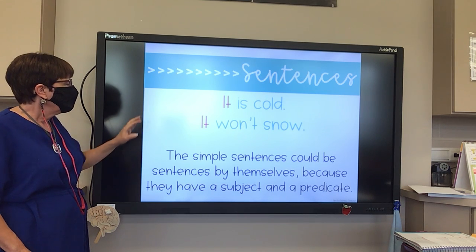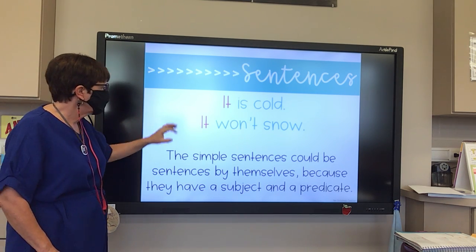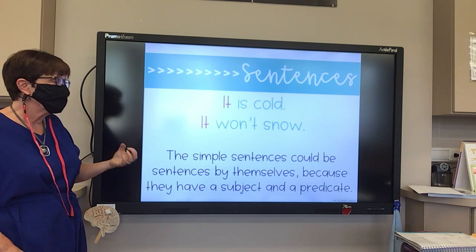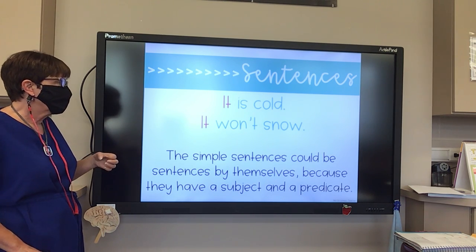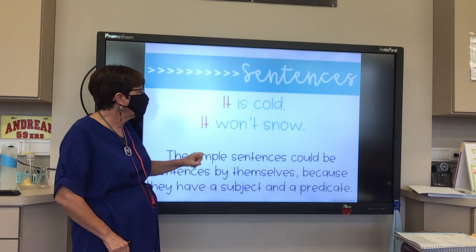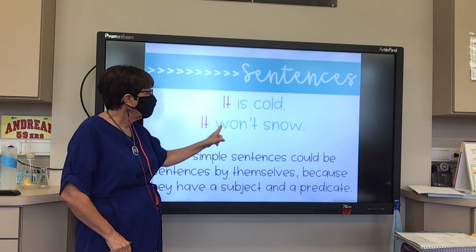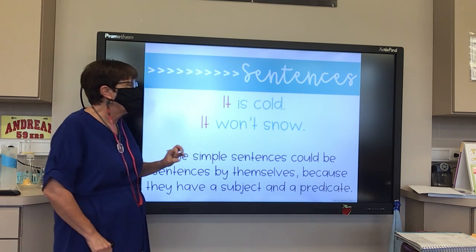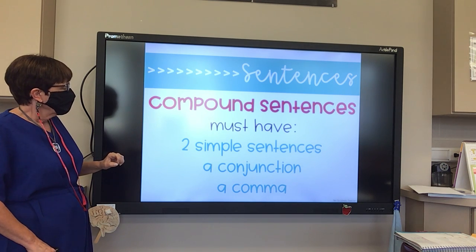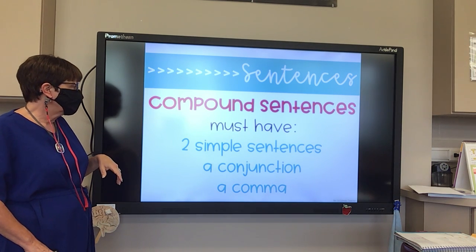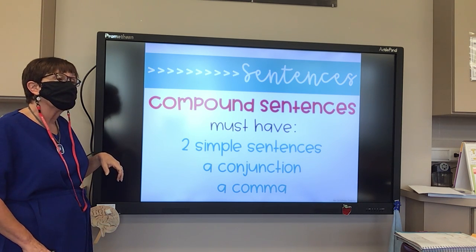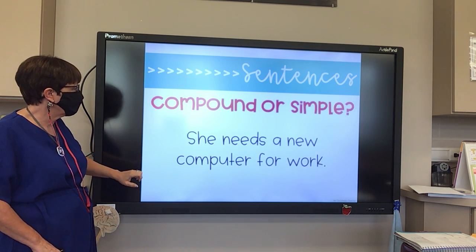Okay? It is cold, it won't snow. The simple sentences could be sentences by themselves because they have a subject and a predicate. So here's our subject, it, and it, that's our predicates. So we combine them to make one longer sentence. So compound sentences must have two simple sentences, a conjunction, and a comma. That's what we must have.